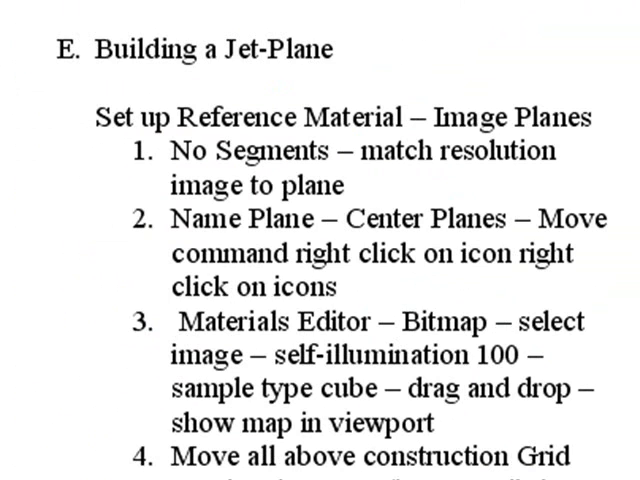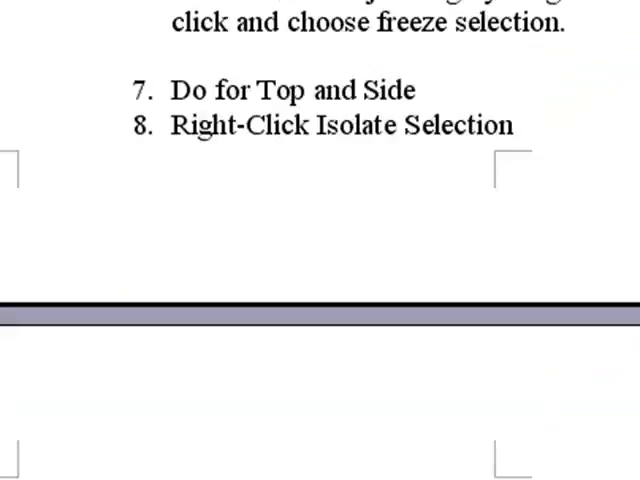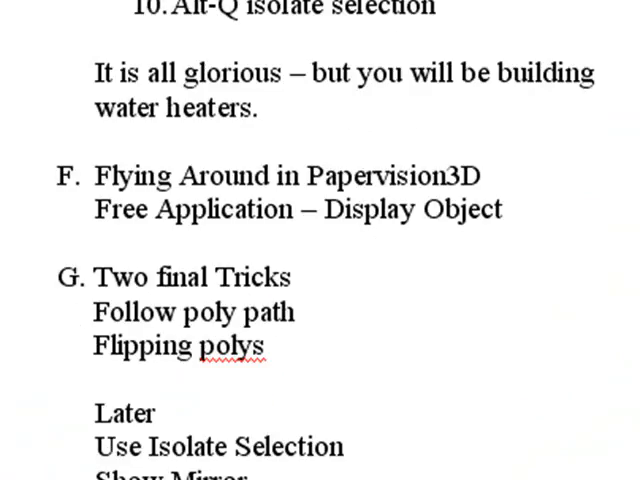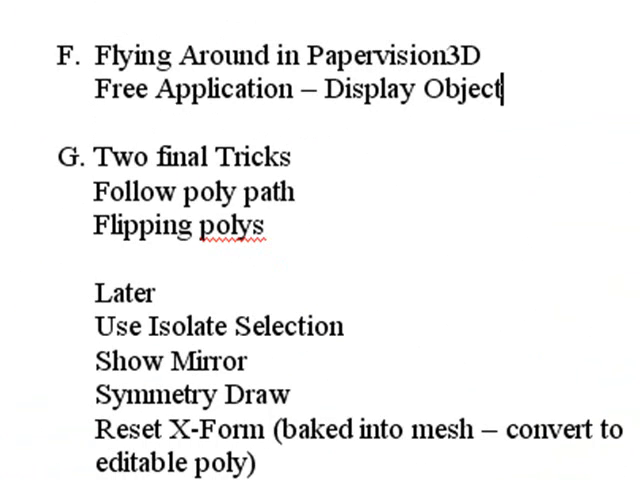We're going to talk a little bit about exporting to Collada in 3ds Max for Papervision. And then we're going to build a jet plane. Everyone loves to build jet planes. We're going to take that jet plane into Papervision and fly it around. I'm just going to give you an application to do that with. And then we'll show you a few other tricks and tips to using Papervision and 3ds Max.